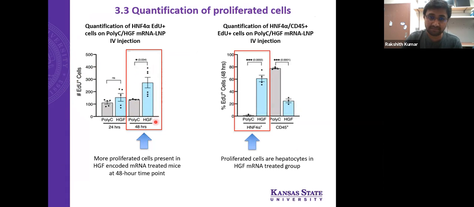EdU-positive cells were maximum in HGF-injected mice compared to poly-C-injected mice, and EdU-positive cells with HNF4 alpha were maximum in HGF-injected mice, but zero in poly-C-injected mice. But CD45 cells were more proliferated in poly-C-injected mice than in HGF, because HGF goes and transfects the hepatocytes to cause their proliferation.